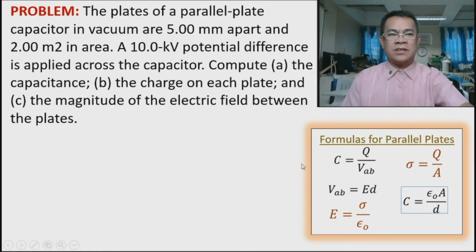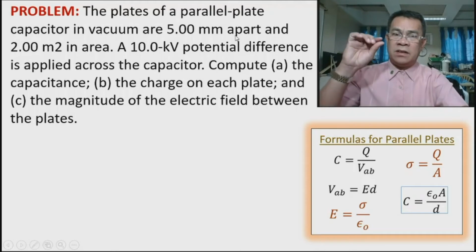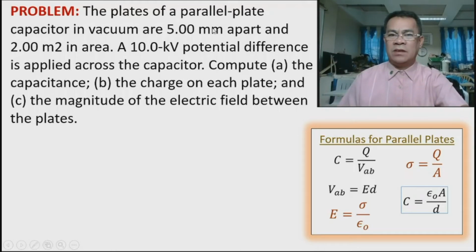Okay? So let's start. So for example, problems in the parallel plates. The plates of the parallel plate capacitor in a vacuum are 5 mm apart. So we have the D. Because this is in millimeters, you can convert this into meter, this is automatically your D. Then, the area is given as 2 square meter.